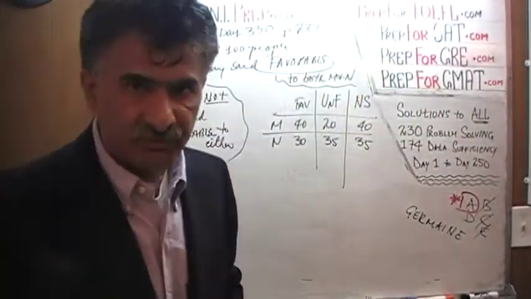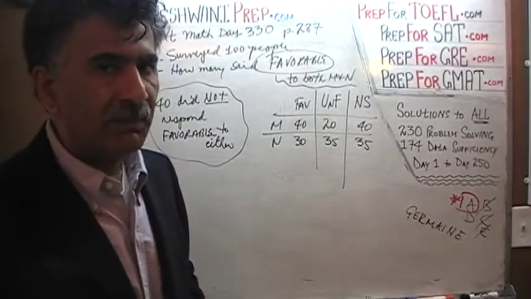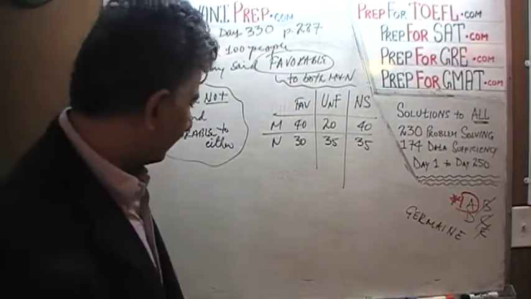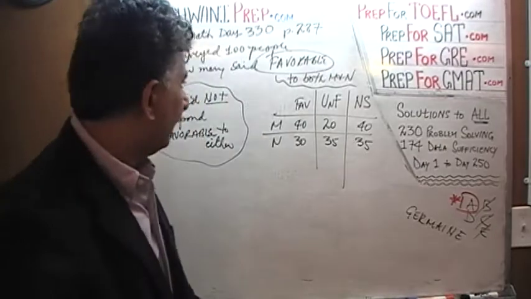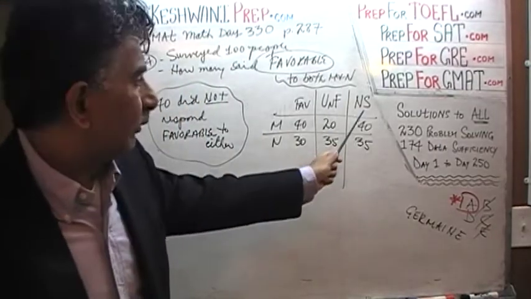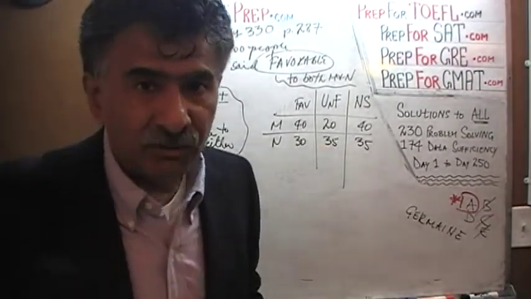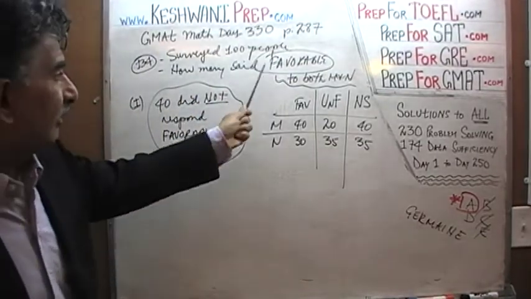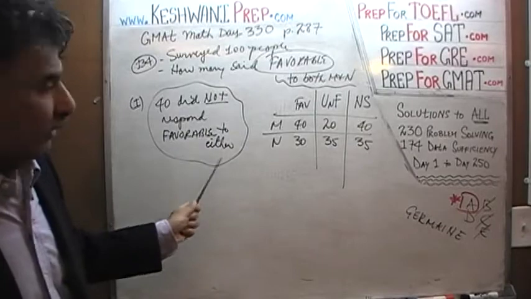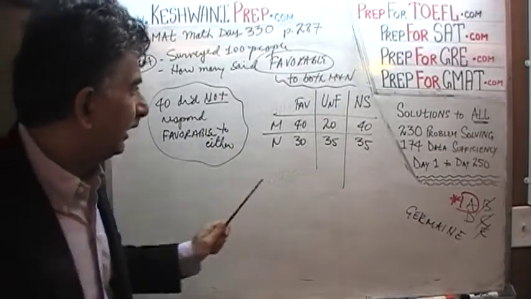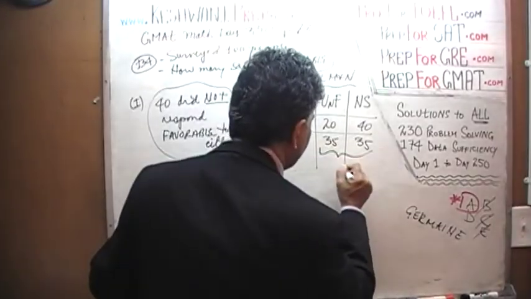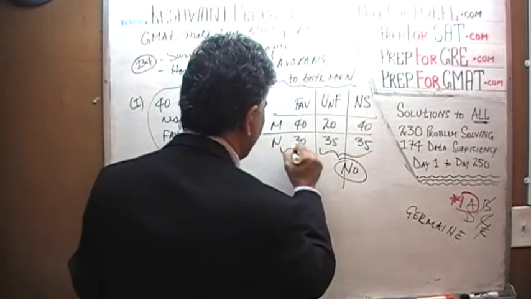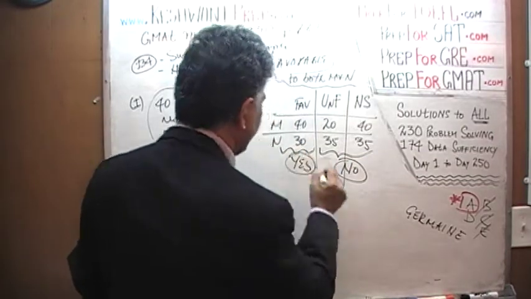the way the information is presented to us is a little bit more complicated than it needs to be. We're not interested in how many said unfavorable. We're not interested in how many said not sure. We're just interested in whether or not they said favorable. We're just interested how many of them said favorable. So why don't we combine these two quantities as simply no. Here we will have yes, and here we have no.